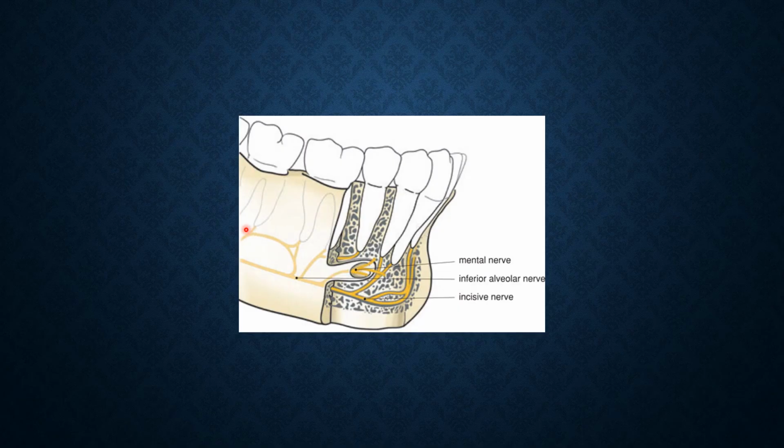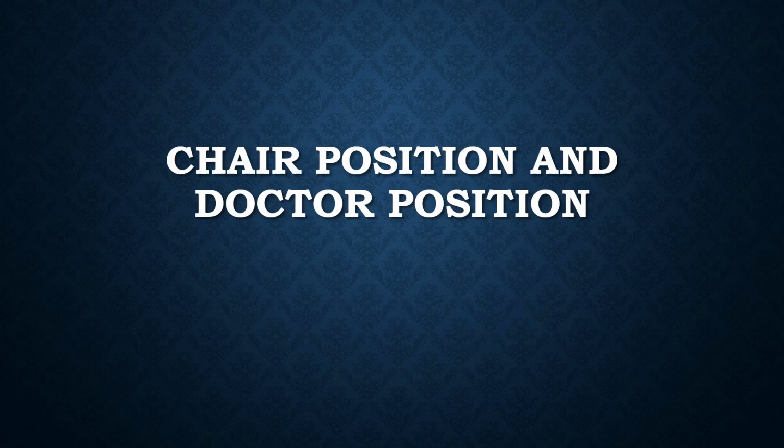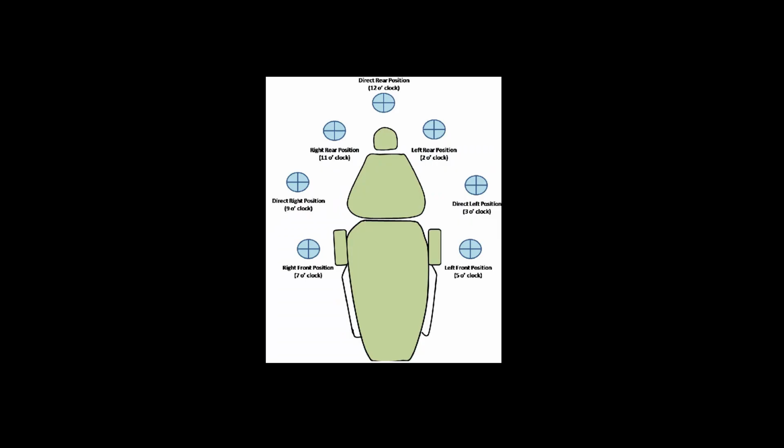So when we give an inferior alveolar nerve block, the terminal branches, which are the mental nerve as well as the incisive nerve, are also blocked along with it. Coming to how to give the inferior alveolar nerve block, the doctor should be standing at a position around 7 o'clock in the right front position of the patient. The patient is kept in an upright position with the backrest at 90-degree angulation to the floor.